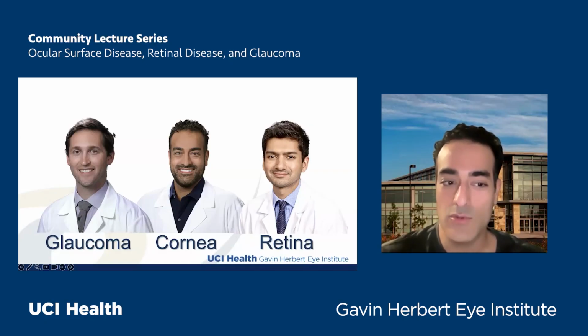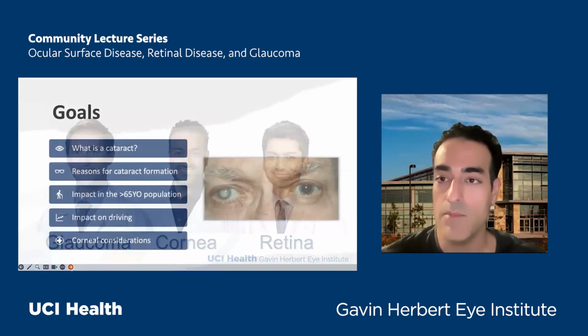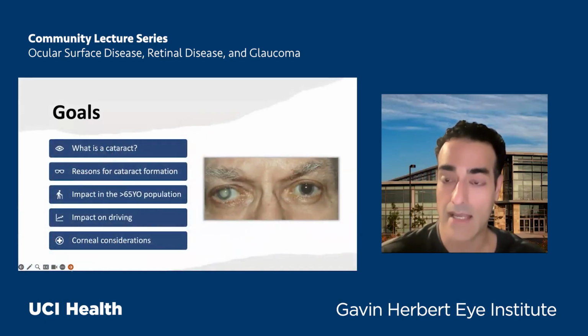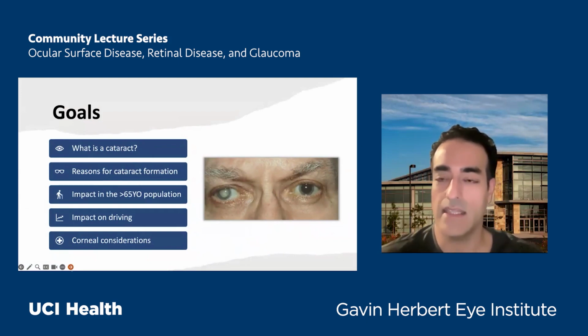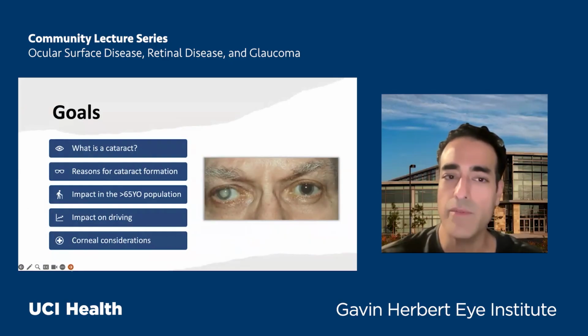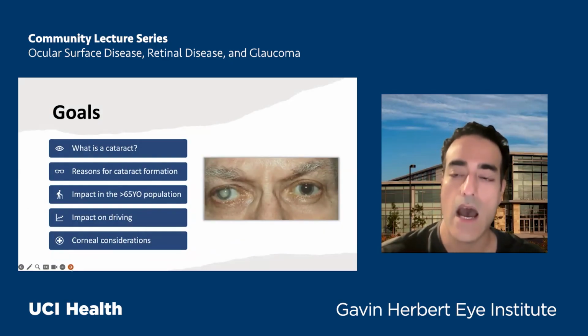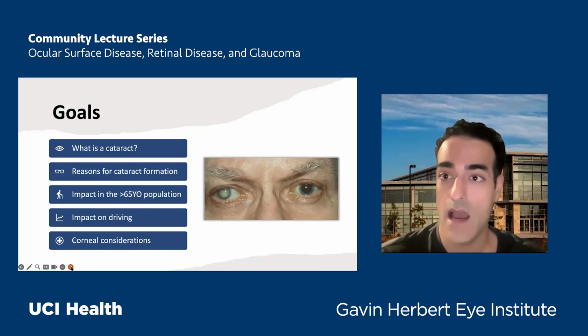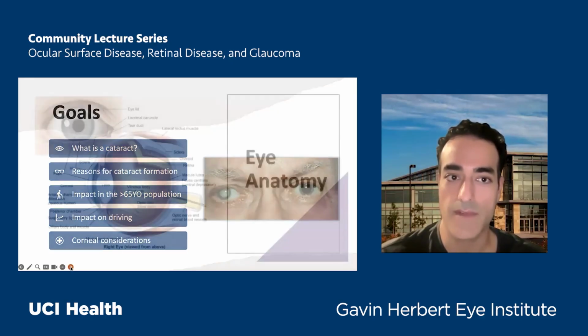I am going to start out by giving a brief background on cataracts, so that when we get to the subspecialty topics, things line up and make sense. Very briefly, we're going to go over what a cataract is, why it forms, how it impacts people over the age of 65, how it can impact driving, and then I will close out with some corneal or ocular surface considerations when it comes to cataract surgery, and then pass the baton to Dr. Smith, who will hit on glaucoma and how that ties into cataract surgery.